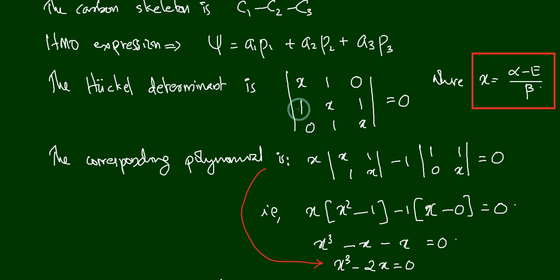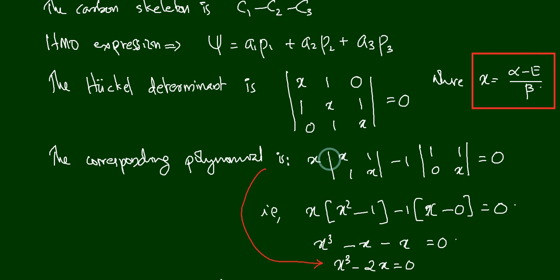Like that we can write 1, because 1 and 2 are connected. Then this also corresponds to 2 and 3, right? So 2 and 3 are also connected, so we can write 1 here. Okay, similarly you can write this line also. So this is a Huckel determinant, where x is equal to alpha minus E divided by beta.